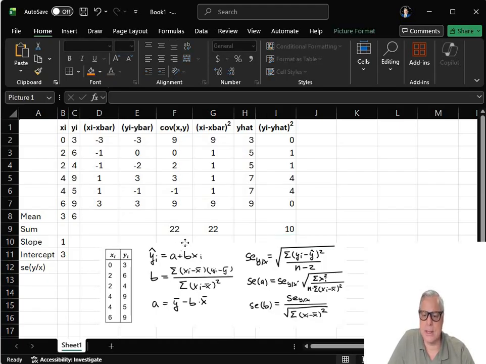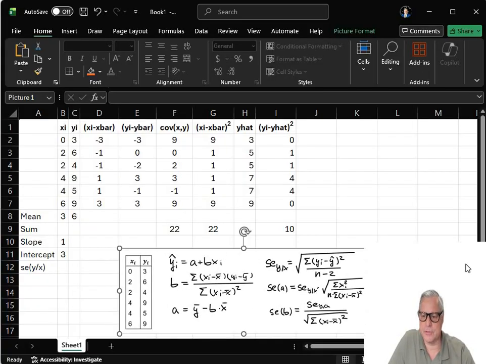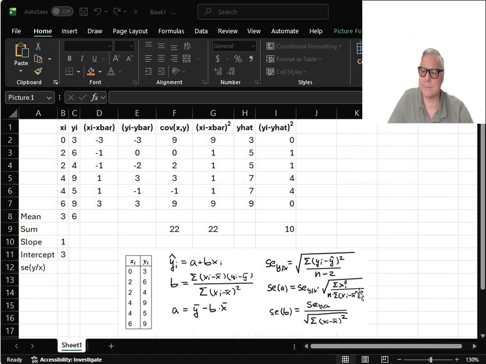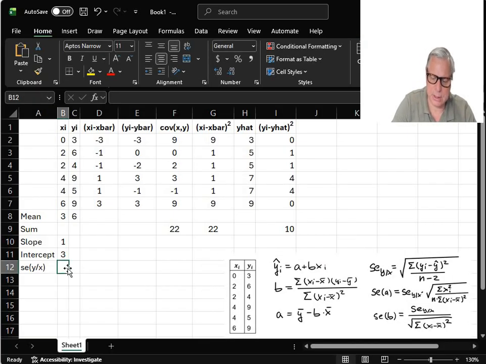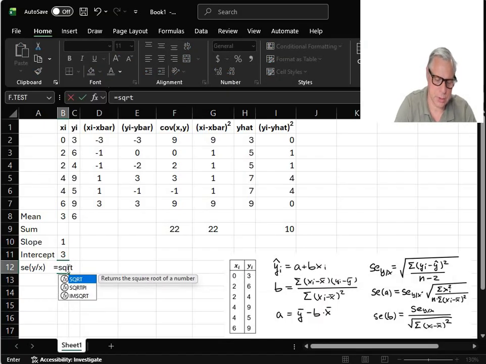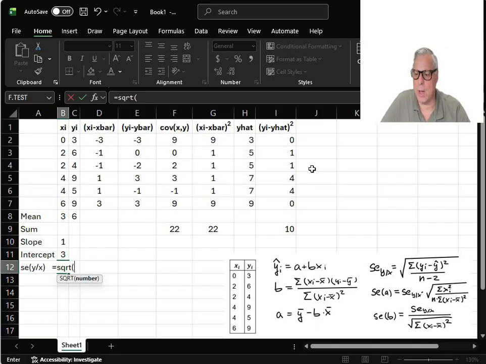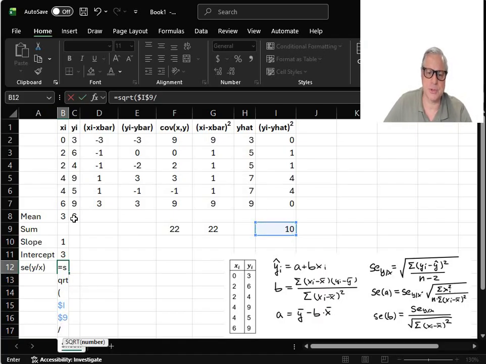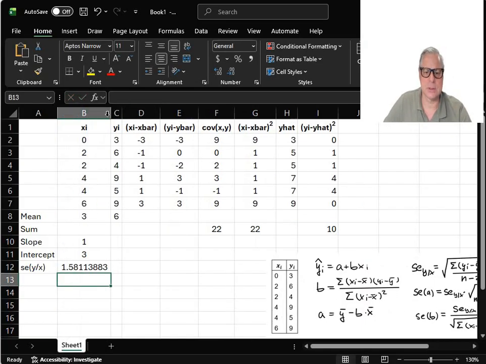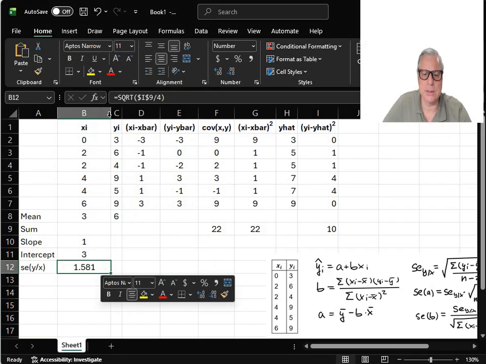So now we can calculate the standard error of the regression. The standard error of the regression is simply equal to the square root of the sum of the yi minus y hats squared, which is the 10. So I click into the cell with the 10, and then divide by the degrees of freedom. Because we have 6 observations, 6 minus 2, that's 4. And I close the parentheses. So now our standard error is 1.581, but that's just limited to 3 digits. That's good enough.